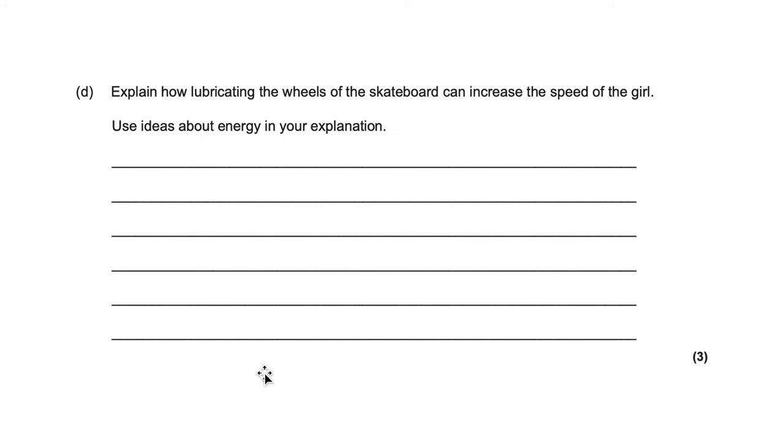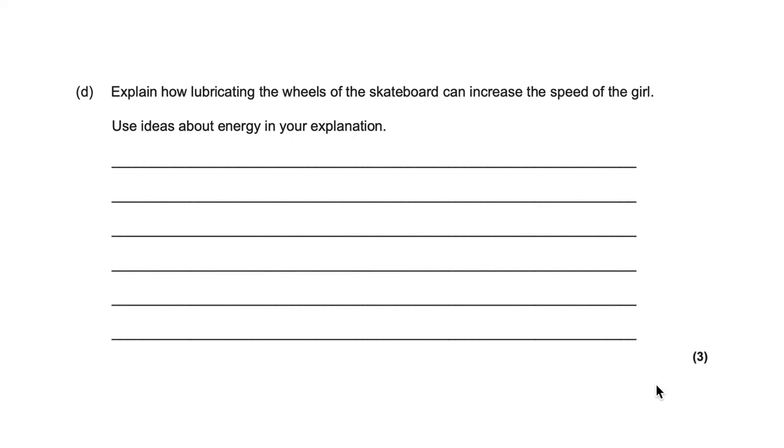Next question, explain how lubricating the wheels of the skateboard can increase the speed of the girl. Okay, so a couple of marking points, you can see it's 3 marks. 1, lubricating the wheels, so that means putting some oil inside the bearing, something like that. That will reduce friction, okay? So that means less work is done against friction, which will be 1 mark.